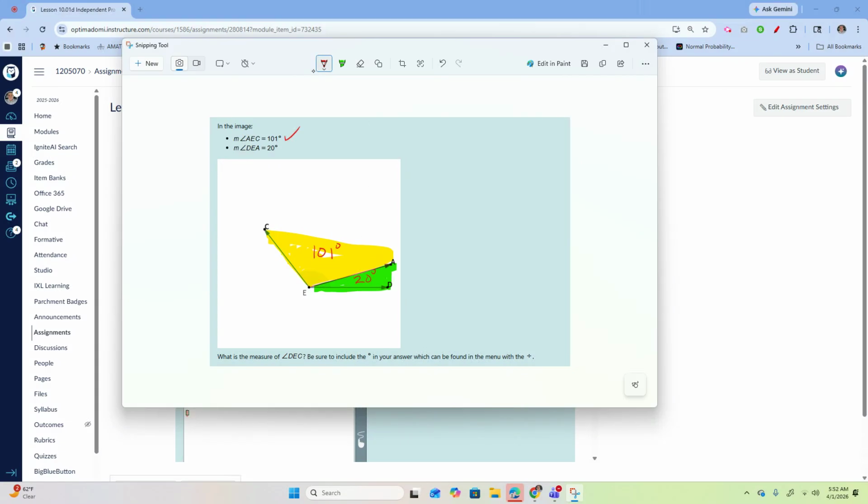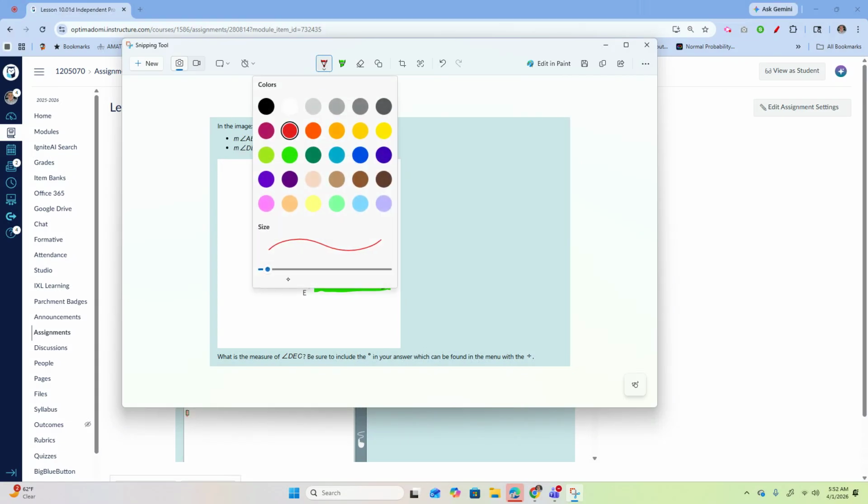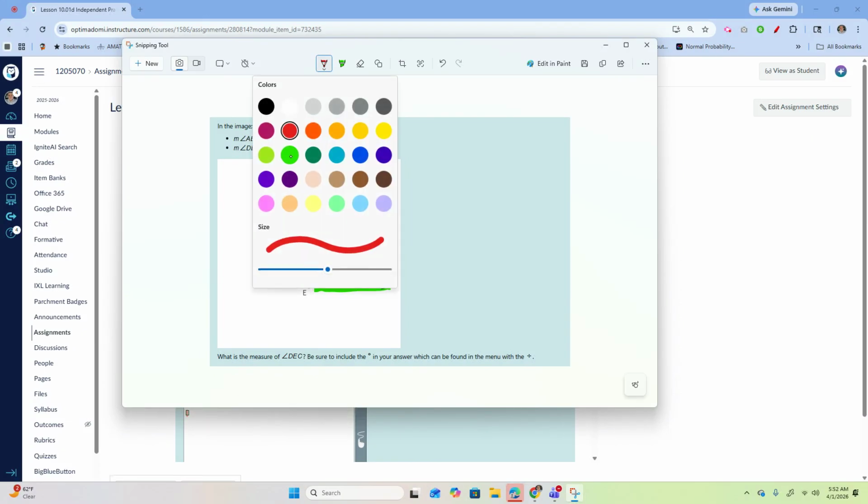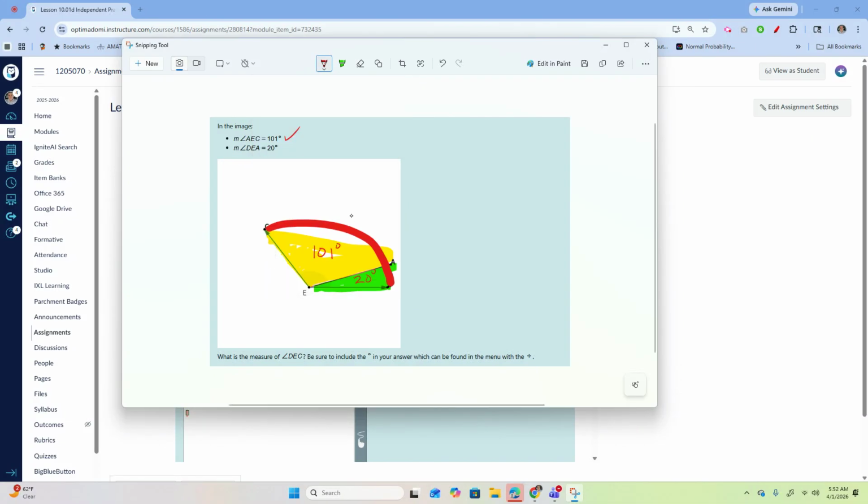They're asking you how much is the angle DEC. I'm going to make my pen thick. DEC is all of this, see? That's DEC. Let me put my pen skinny again. So they want to know how much is all of that, see? And how do you find that? Well, the two little angles together make the big angle.